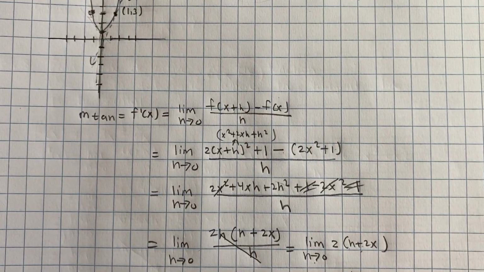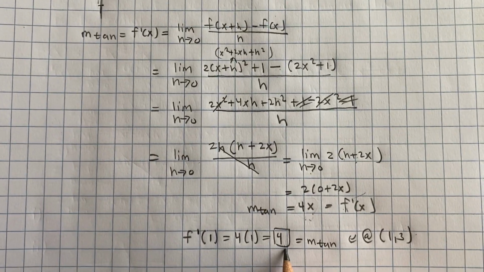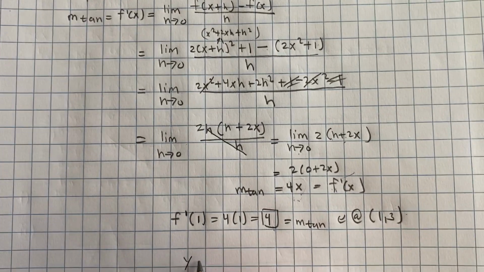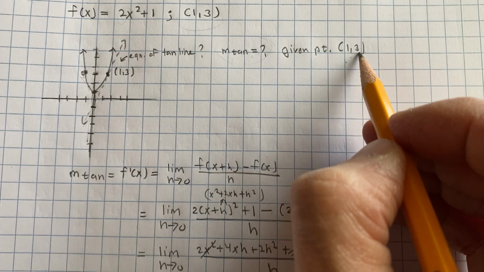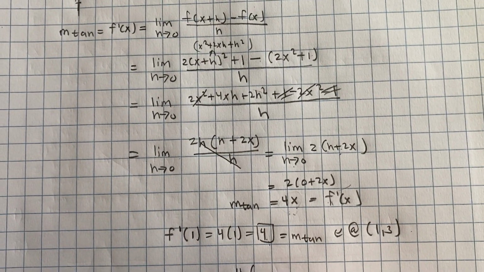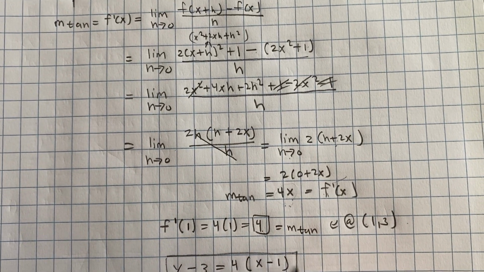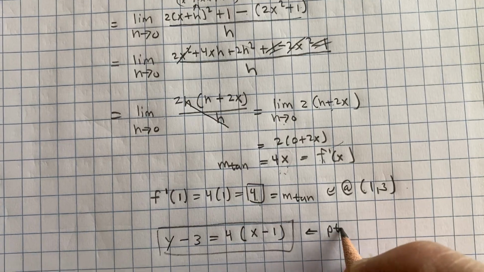at (1, 3). Okay, so if that's the slope, all I need to do is write the equation of the line, right? y minus y1. My y1 in this case is 3, and my slope is 4. x minus x1, x minus 1. So I'm going to leave it in point slope.